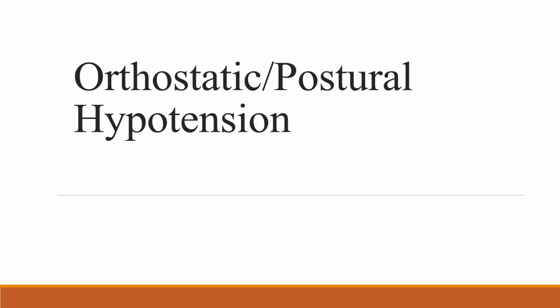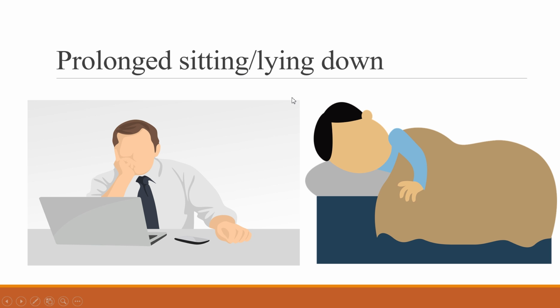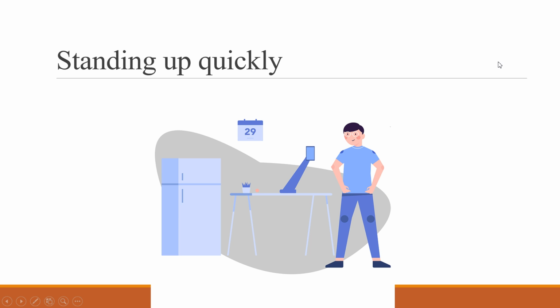So how does orthostatic or postural hypotension relate to blood pressure? What is orthostatic or postural hypotension? Imagine a situation where an individual is sitting for a long time working on his laptop, or lying down on his bed for a very long period of time. In both conditions, the individual is sitting or lying for about 5 to 6 hours continuously. Now he suddenly wants to change his position from sitting or lying to standing.